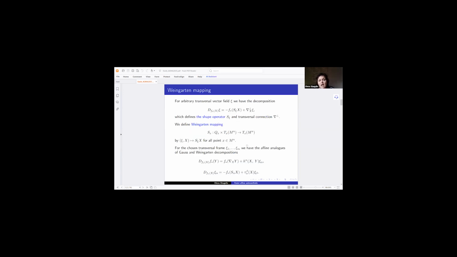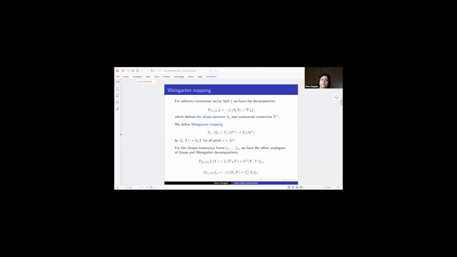Let's start with some definitions. We consider an immersion F of an n-dimensional manifold into an (n+m)-dimensional affine space. The choice of transversal distribution Q defines a torsion-free induced affine connection nabla from the decompositions into tangent and transversal components. The transversal component is the affine fundamental form.